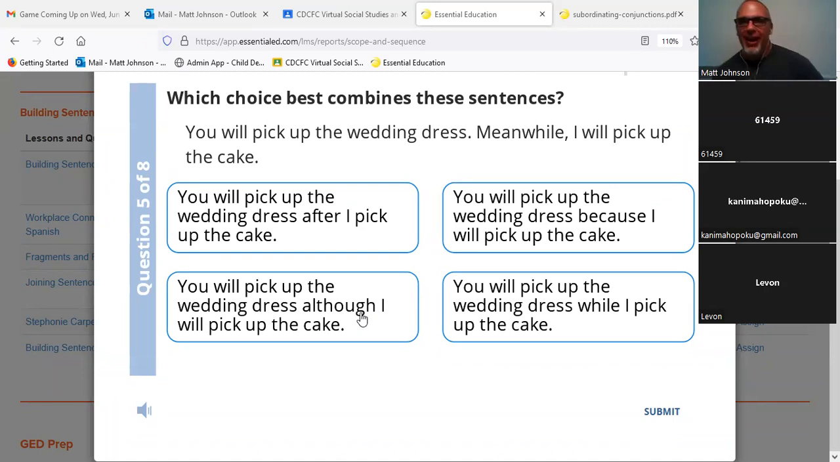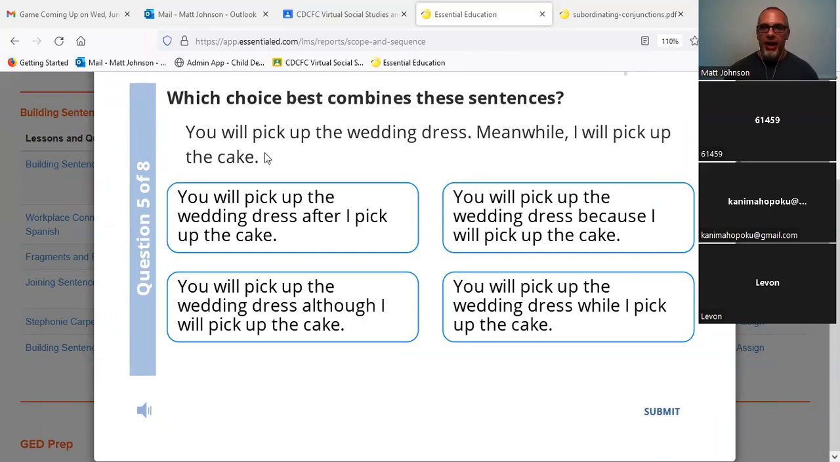So let's get through this real quick. So you will pick up the wedding dress. Meanwhile, I will pick up the cake. Okay. Meanwhile is your signal word in this sentence, right? You will pick up the wedding dress. Meanwhile, I will pick up the cake, telling you exactly when these two events are happening. Right? So you will pick up the wedding dress after I pick up the cake? No, right? Those things are going on simultaneously.